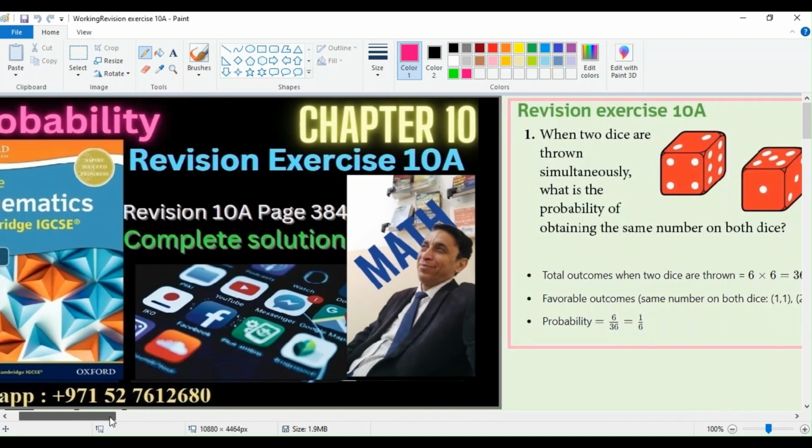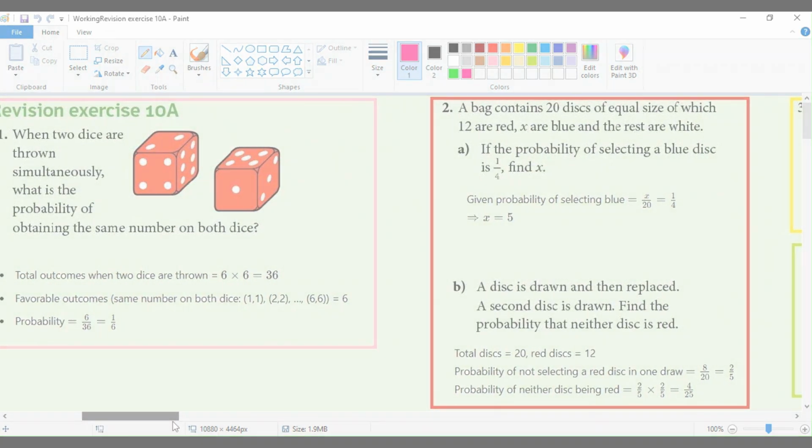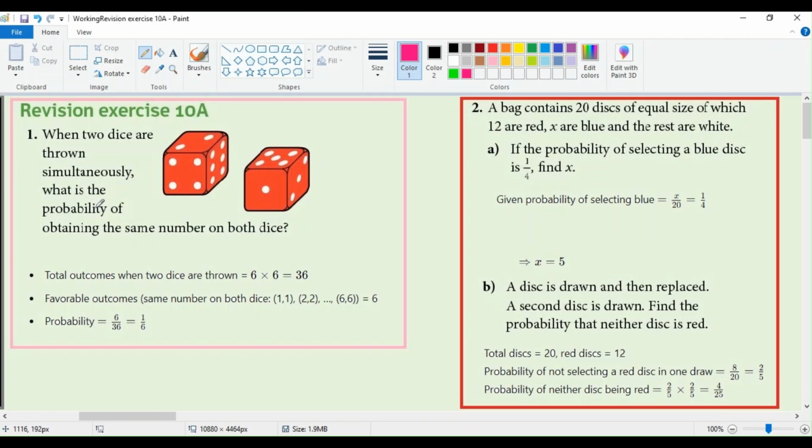This is the exercise that you can find on page 384. Now, question number 1, it says when two dice are thrown simultaneously, what is the probability of obtaining the same number on both dice? As we know very well, the total outcome when two dice are thrown is 6 times 6, so this is going to be 36. Now, favorable outcomes, same number on both dice. That means 1,1, 2,2, 3,3, 4,4, 5,5, and 6,6. So there are six favorable outcomes out of 36. Once we simplify, it's going to be 1 over 6. So 1 over 6 is going to be the answer for this question.